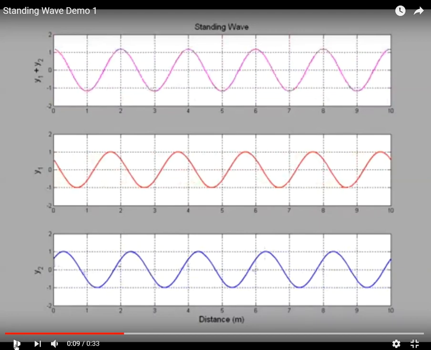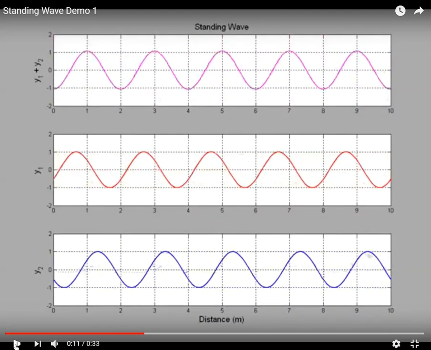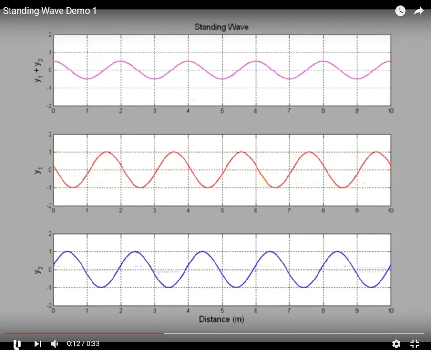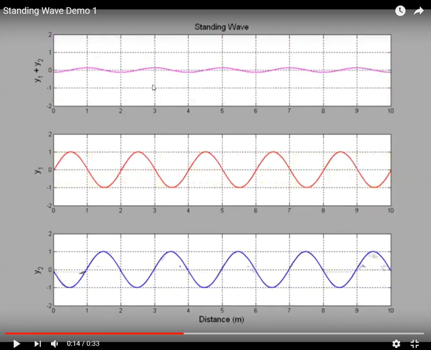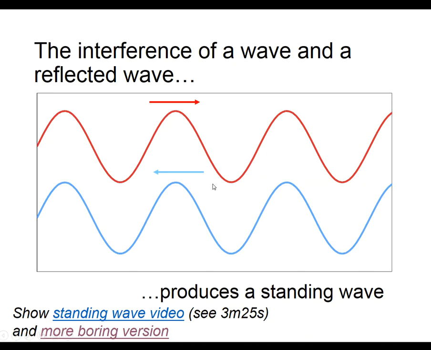And so if I get it just right, there we go. If I get it just right, I can actually see that when a maximum hits a minimum, they're actually canceling out, and we can see that it's almost zero. So in other words, this falls into the category that waves just add with each other. Okay, so we can create these standing wave patterns.